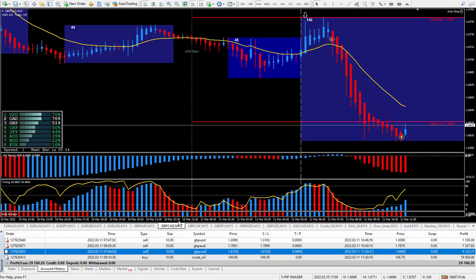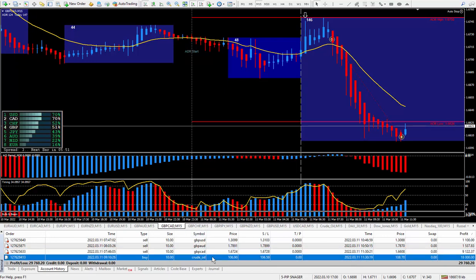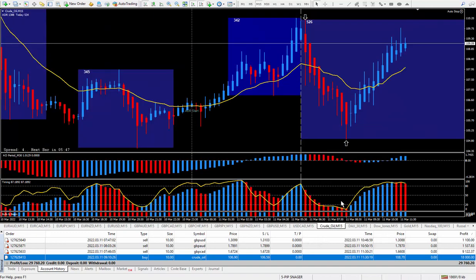Now let's take a look at this crude oil. This is a perfect example of how you're supposed to sell the tops. There's the arrow. And buy the bottoms. If you don't have this TZ indicator, well, what can I say? You're going to struggle. So I missed this, looking at 21 instruments. I just happened to miss it.